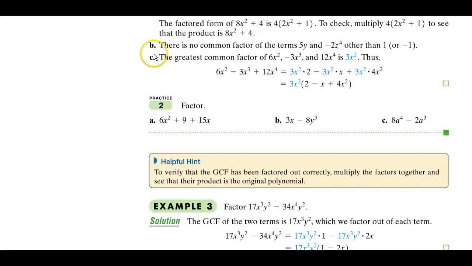And in example B, I should also mention there is no common factor of these terms. Again, we said we could always take out a 1, but this is sort of important as well. That is, you can also take out a negative 1 that would reverse the sign. So let's just do that here. 5y minus 2z to the fourth.